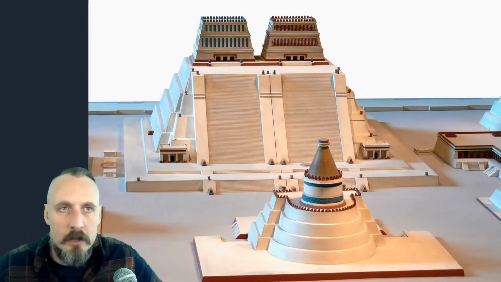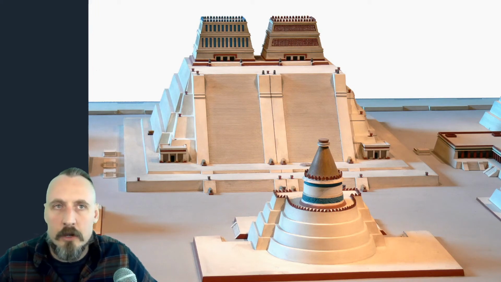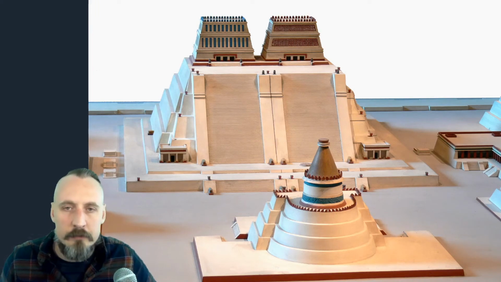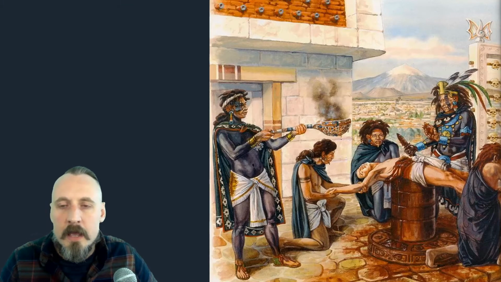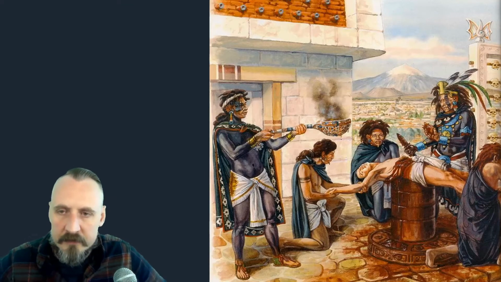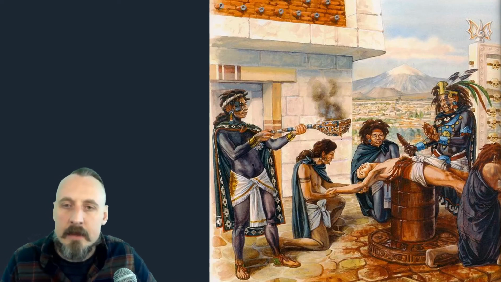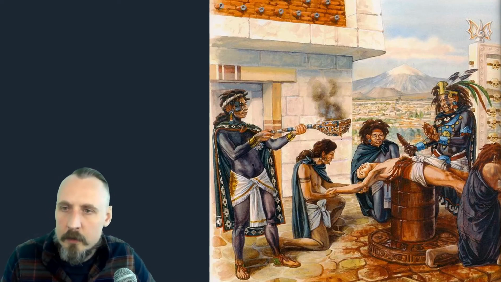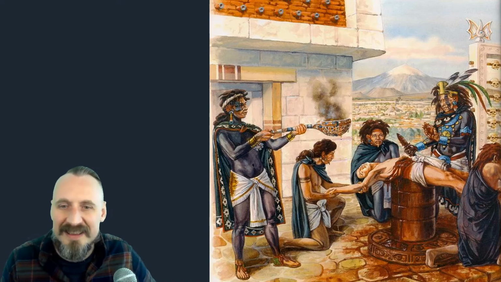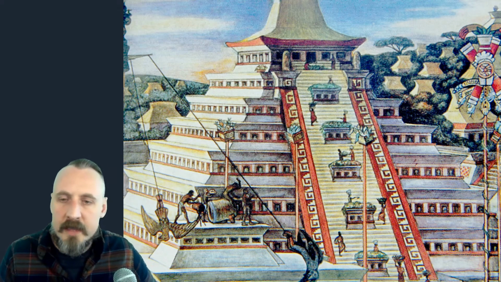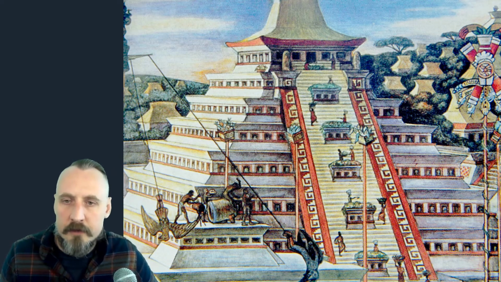This is a model of Tenochtitlan, which is the largest Aztec city with a huge temple district. The Aztec are the people that you probably have seen in popular media that did human sacrifice of various kinds. And it was quite intense from what we can tell from the architectural remains. Here's another view of the Aztec people interacting with one of their temples.